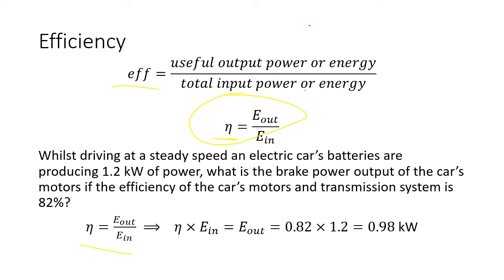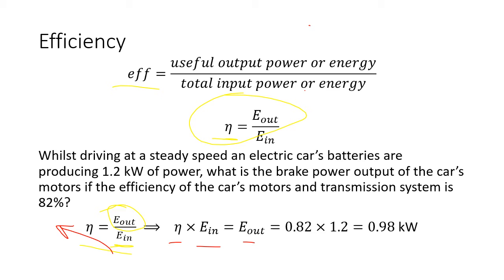Well, I hope you can see that that's easy. There's my equation. I want that bit, presently being divided by that, and so I've got to take that to the other side of my equation. So I get the efficiency multiplied by the energy in is equal to the energy out.